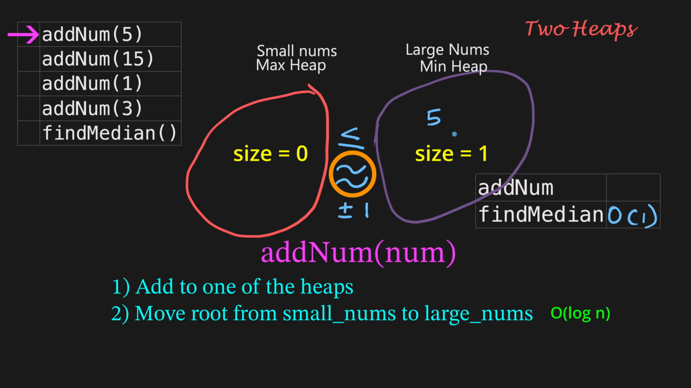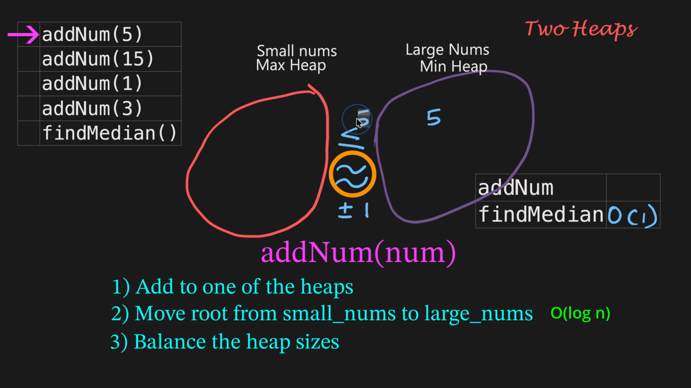Since small nums is now smaller, we move the smallest element from large nums, which is 5, back to small nums. This rebalancing also takes O(log n) time. Thus, the overall time complexity of the addNum method is O(log n). This three-step process ensures both our properties, the value property and the size property, are always maintained.